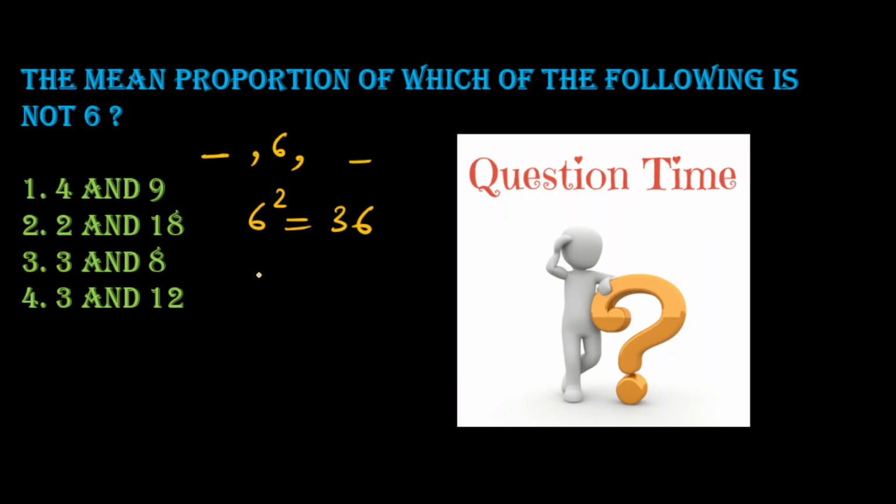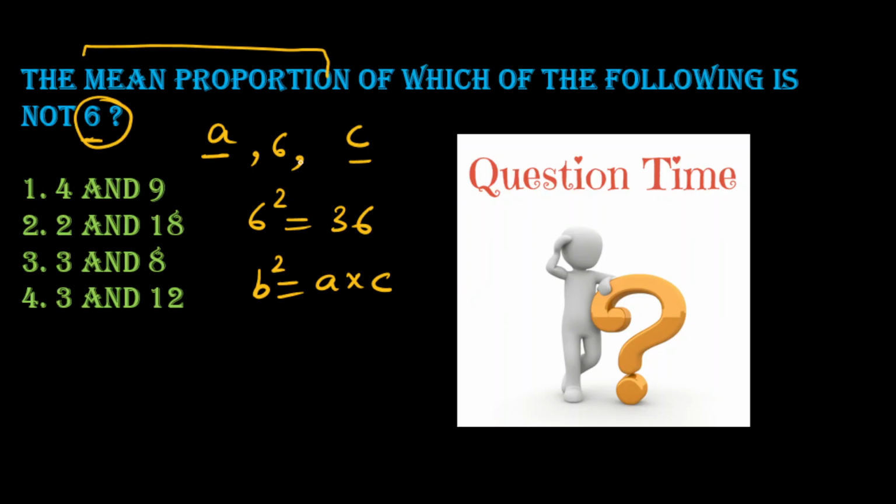We read this thing, B square is equal to A into C. Here I have A and C; the first term is A and the second term is 6. It's given to us as the mean proportion, so that means 6 we have to write in the center and C is the last or third proportion. As per the property we know B square is equal to AC. So B square we know is 36, and AC, now these numbers are given to us, we can check one by one. Whichever's answer is not 36, that is the option, because the question says not.